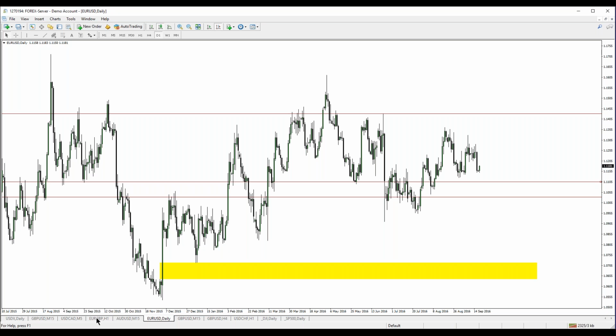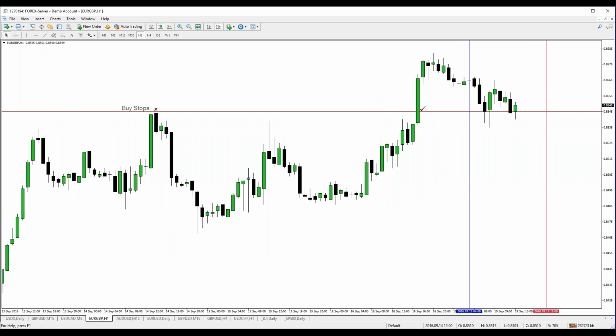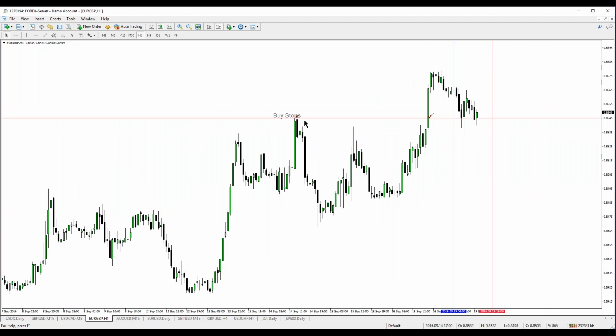Euro pound, before we look at cable, we have a return back to an area of institutional order flow. We had buy stops targeted last week. They ran those out, clearing out equal highs, as noted here.